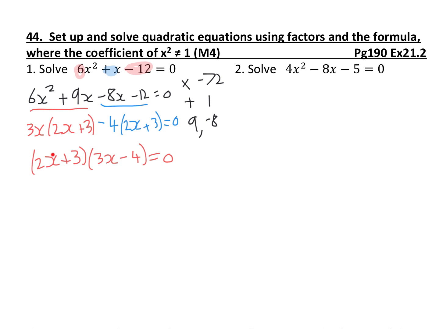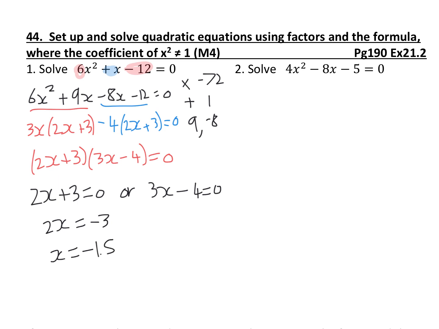If this bracket multiplies by this bracket to give 0, then one of the brackets, or both of them, have to be 0. So either the 2x plus 3 is 0, or 3x minus 4 is 0. To solve this one, we take 3 from both sides, and we get 2x equals minus 3. And then divide both sides by 2, and we get x is minus 3 over 2, or minus 1.5.